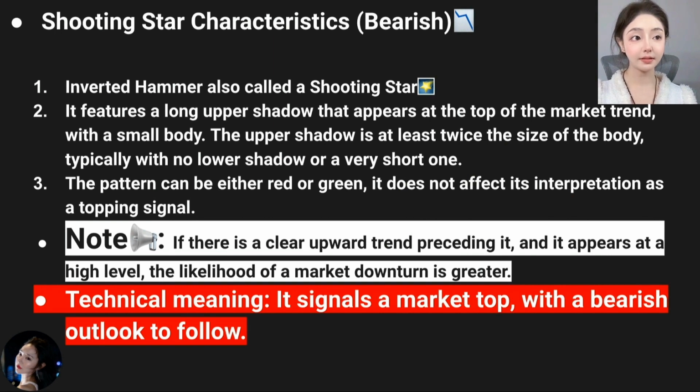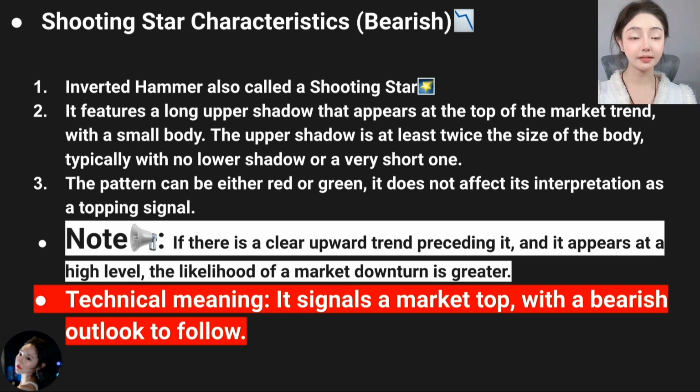Heart involvement occurs at the market top with a longer previous line. Its entity is small. The first line is twice the entity, or even more. Usually, there is no second line, or the second line is very short. Concerning color, it can be dark or bright, but this doesn't impact its status as a top signal line. Pay attention: if there was a clear upward trend before and the involvement occurs at a high level, there is a greater possibility of a market decline.